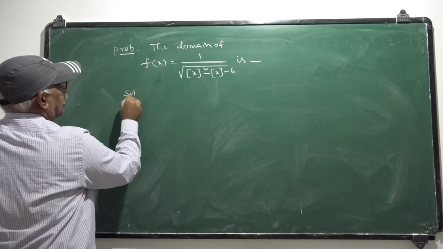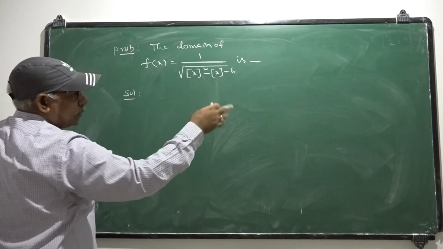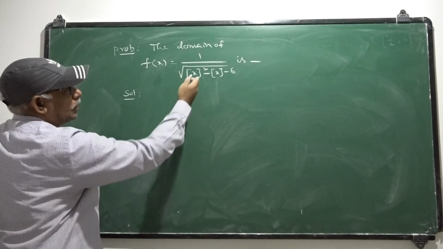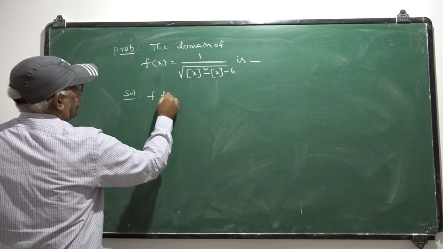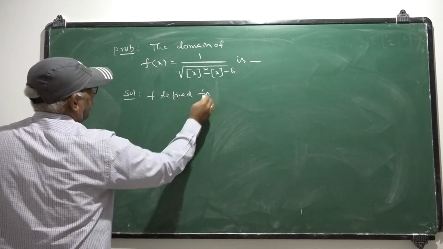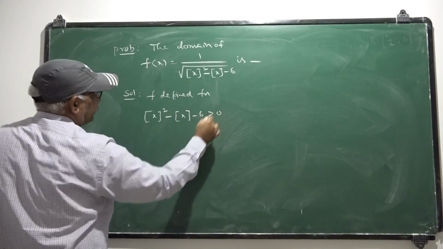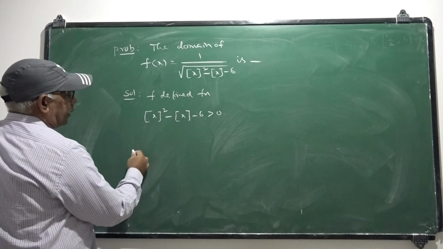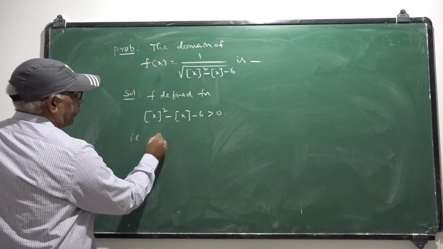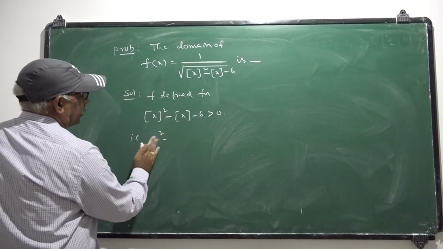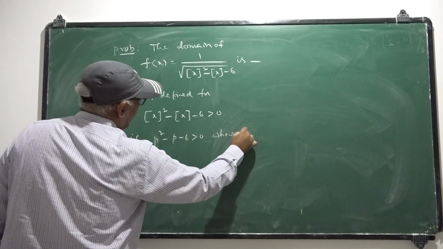Here also the square root function is defined only for step x square minus step x minus 6 greater than 0, because it is in the denominator. You cannot take 0 for that function. So f is defined for step x square minus step x minus 6 positive. Taking p as step x, let us take p square minus p minus 6 greater than 0, where p is step x.